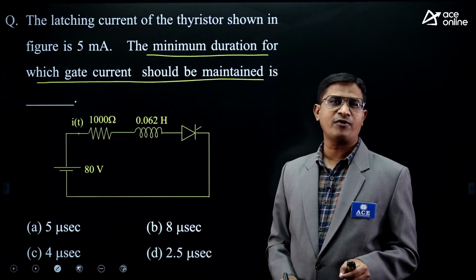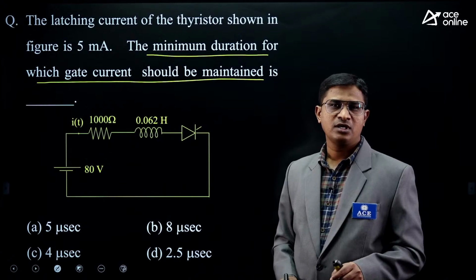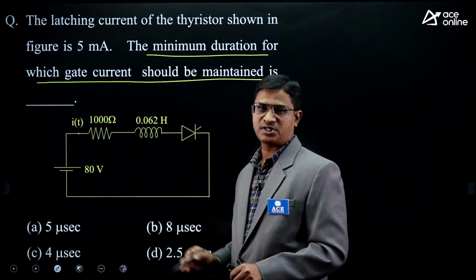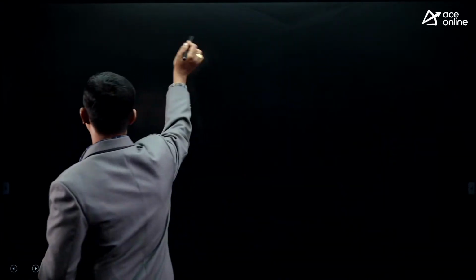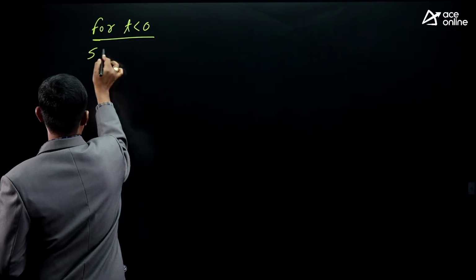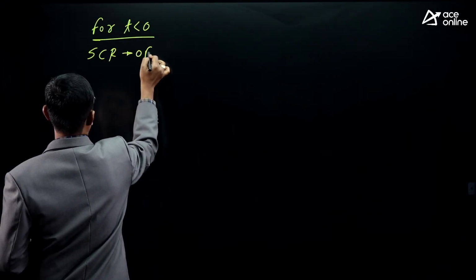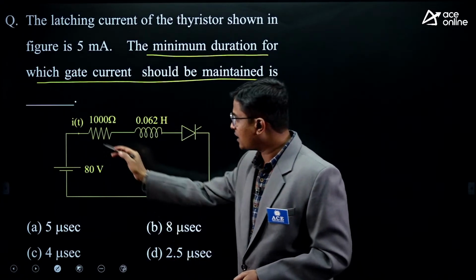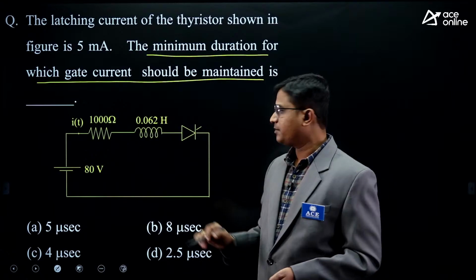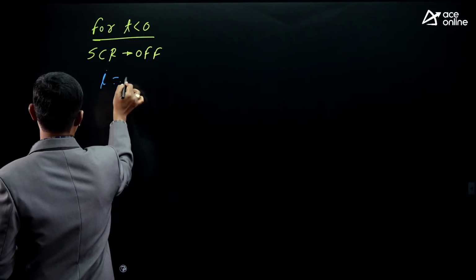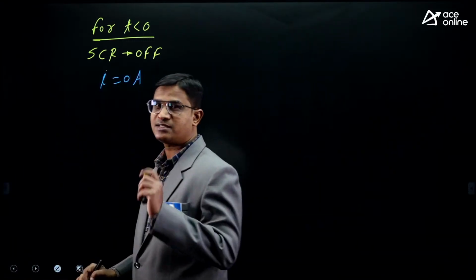Here, consider for t less than 0, your circuit will be at a rest position, which means the SCR is in an off state. Let me write: for t less than 0, consider the SCR in an off state. If the SCR is in an off state, it is an open circuit. So what is the current flowing through the circuit for t less than 0? If this is open circuit, the circuit current will definitely be 0. So here circuit current I is equal to 0 ampere, for t less than 0.